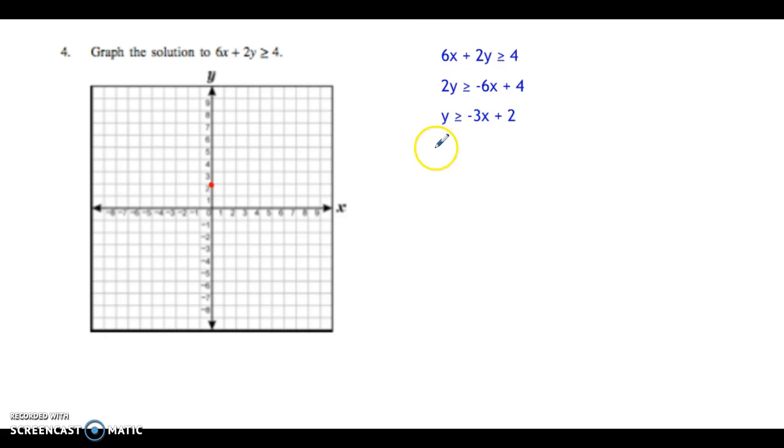The slope is -3, which means go down 3 and go over 1. When you go down 3, that's because it's a negative number. But when you go over, it's always going to be to the right. So from this point I go down 3, because it says -3, and my run is to the right.